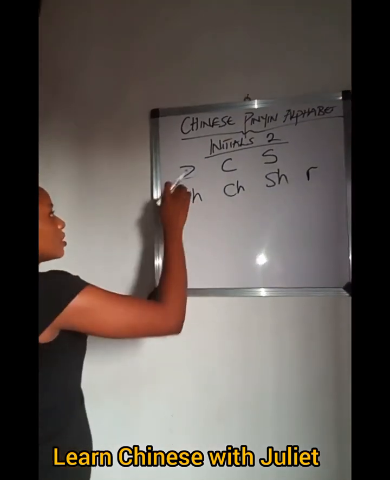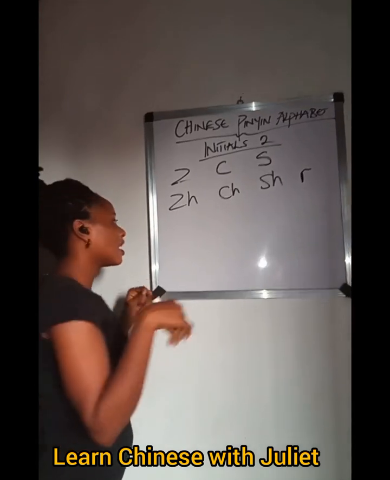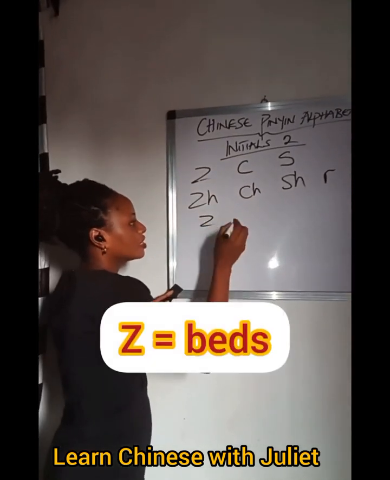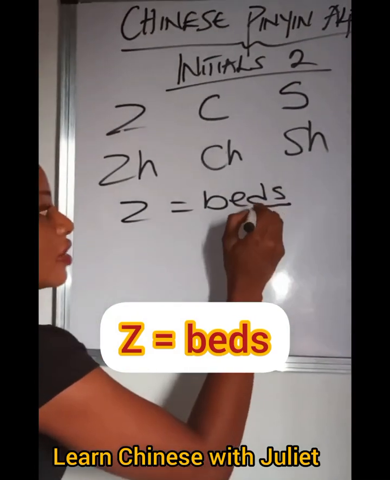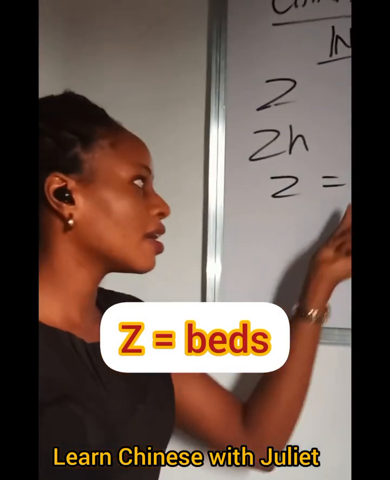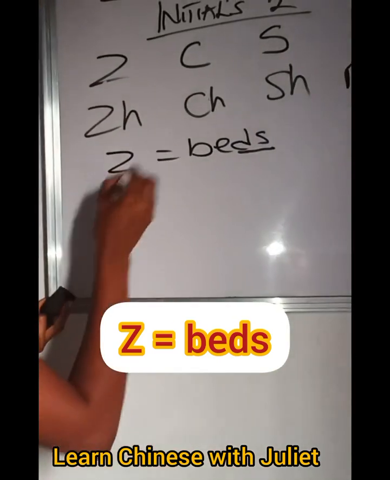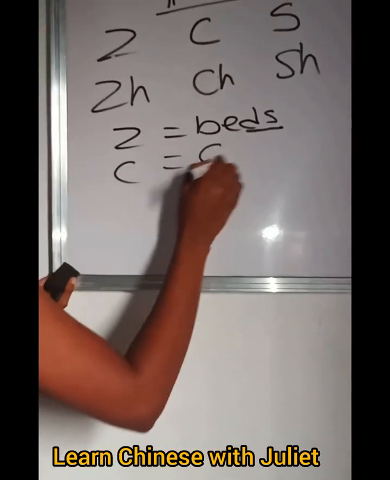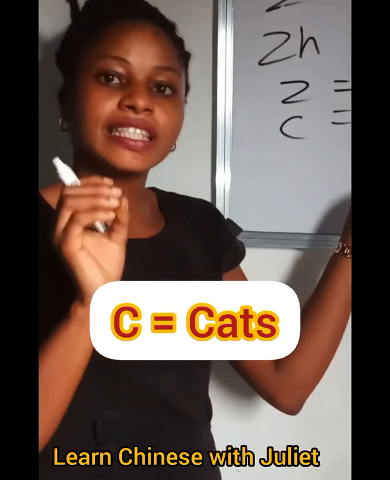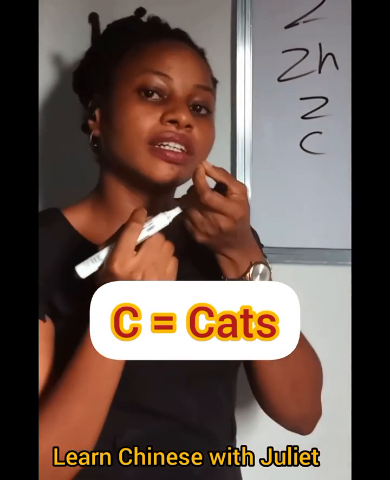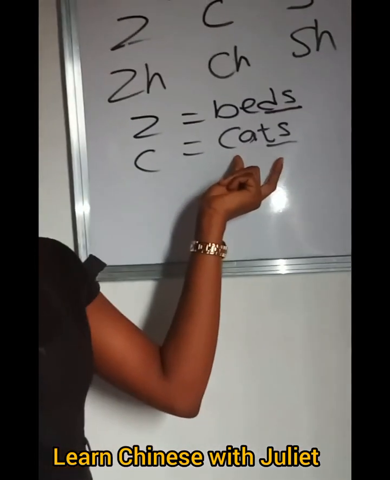Now this D is the sound when you pronounce beds, like beds we sleep on. Now we have it as D. Beds. D. D. The second one, this T, we have it as cats. When you pronounce cats, T, T, T, you make the tip of your tongue touch your upper teeth. That is it. T, T.